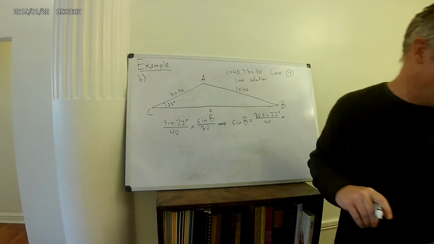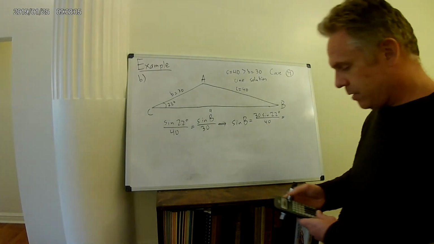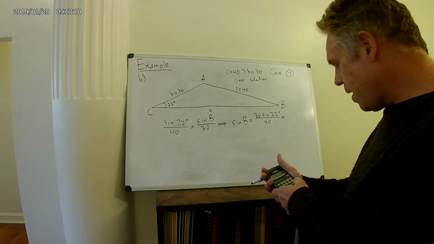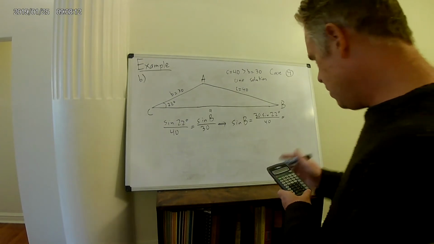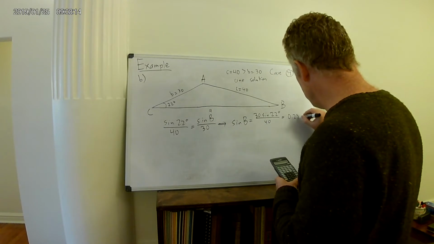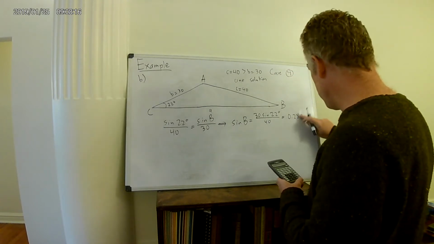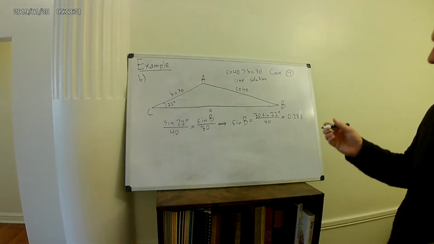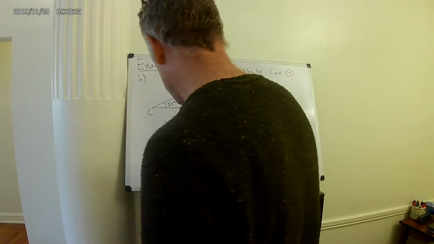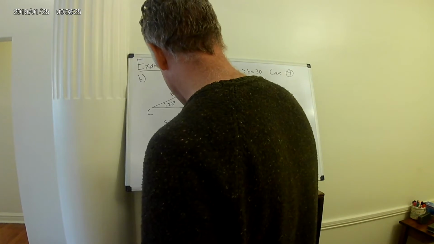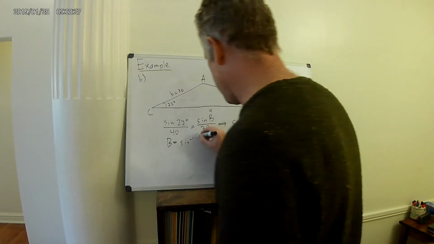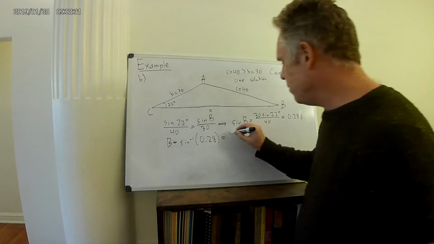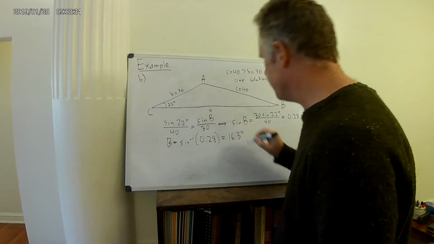And this comes out to, if you guys calculate this, let's calculate this. 22 sine times 30 equals that, divided by 40 equals 0.28081 actually. That's the sine of the angle B. But I want angle B, so what I do is I take the inverse sine, and B will be the inverse sine of 0.28, okay? And if you do that, you get 16.3 degrees.